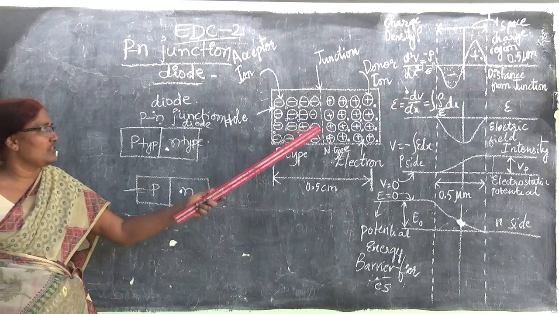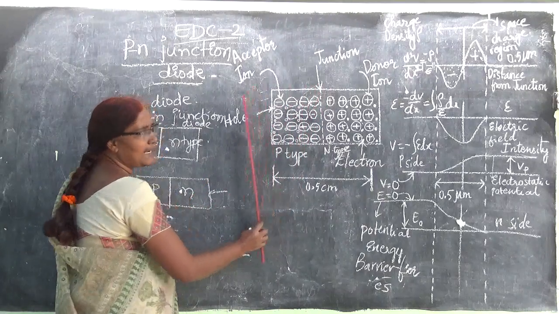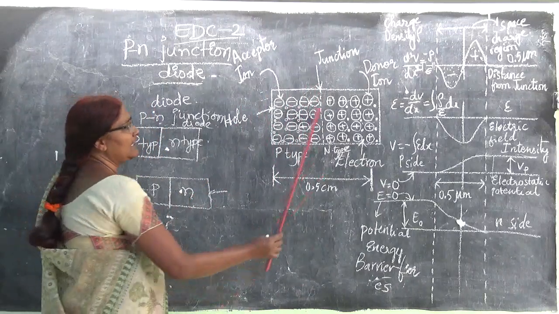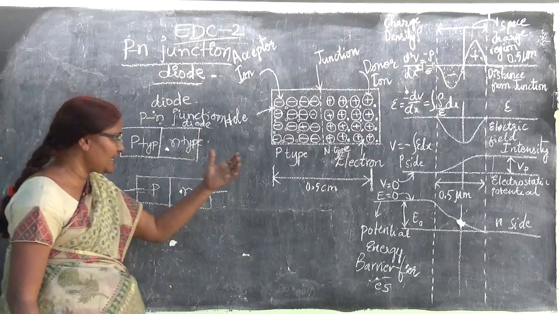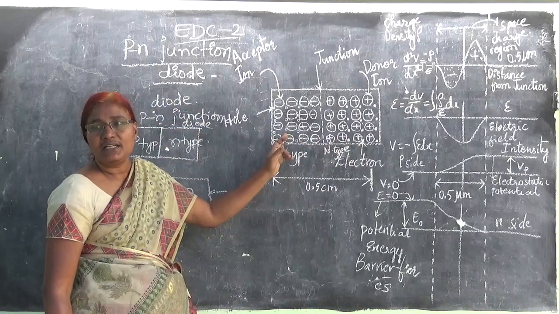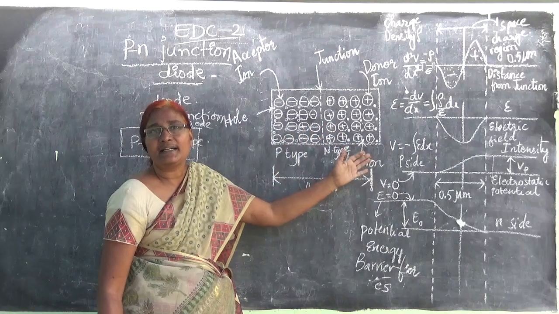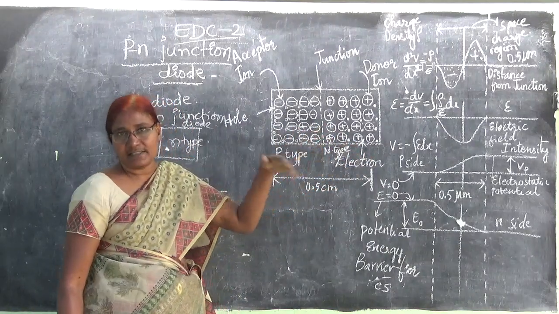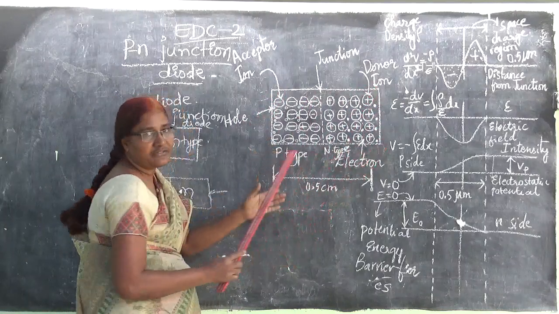Now you can observe here. On the left side we have p-type semiconductor material. On the right side we have n-type semiconducting material. Otherwise, it is the same material which is doped with p-type impurity and n-type impurity on either side. So you will form a PN junction like this.